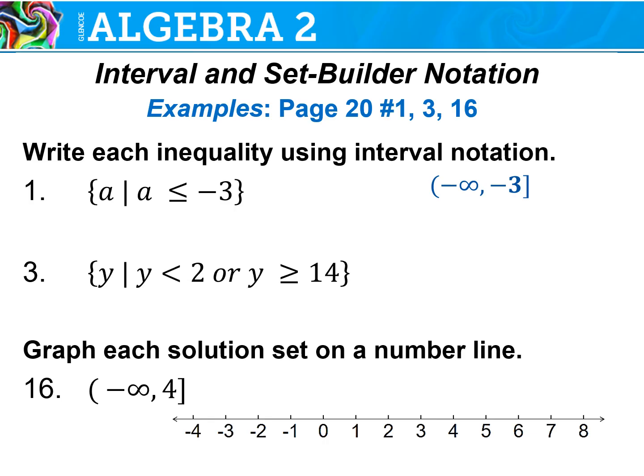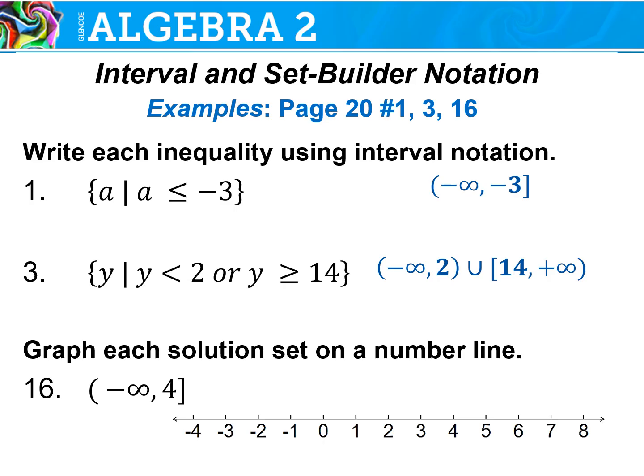In number 3, we have a compound inequality, so we're going to need our union sign. The first part is y is less than 2, so we're going to start at negative infinity, go to 2. 2 is not included, so we have a parenthesis. We need our union symbol. And the next part is y is greater than or equal to 14. 14 is included, so there's a bracket, and we just keep going higher towards positive infinity.